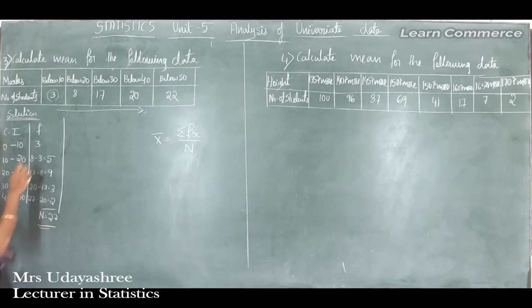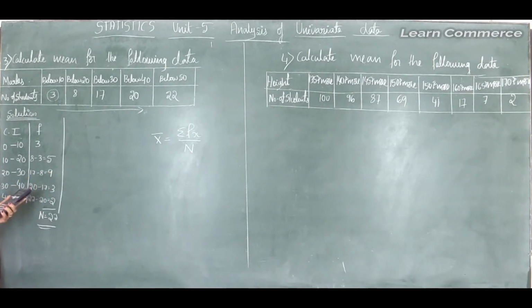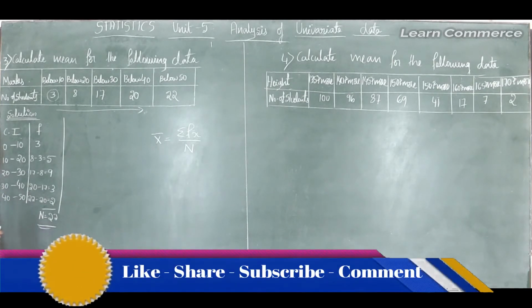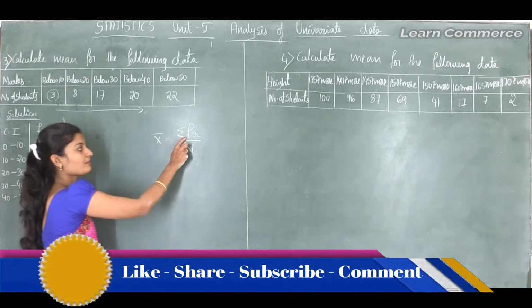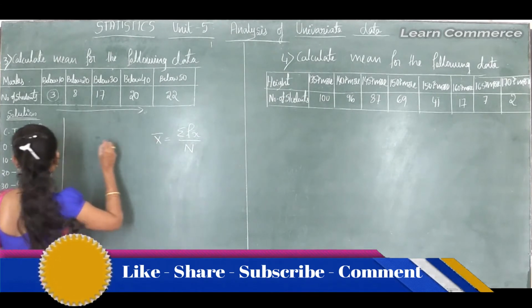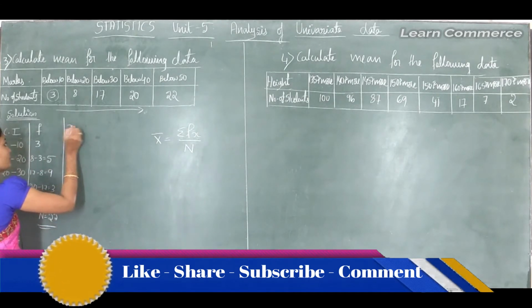So that is 3 plus 5 plus 9 plus 3 plus 2 is 20. So here we got capital letter N is 22. So next we need to find sum of f into x. Therefore we need to find midpoint of this class interval.